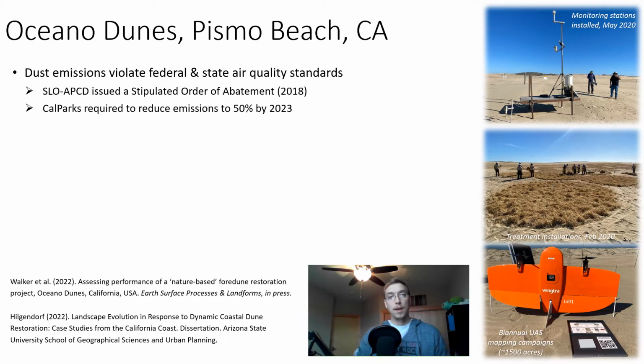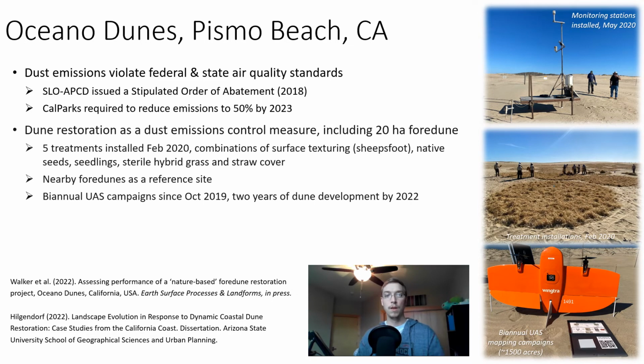And the reason, the kind of what we'd call the impetus for this study, is that this area has been in violation for federal and state air quality standards regarding dust emissions from these dunes. So the San Luis Obispo County Air Pollution Control District issued a stipulated order of abatement. That's basically a court order saying you have to reduce dust emissions by 50% by 2023. So dune restoration was used as a dust emission control measure.